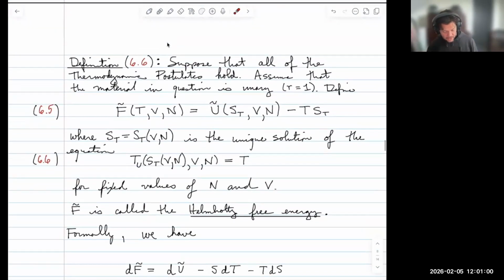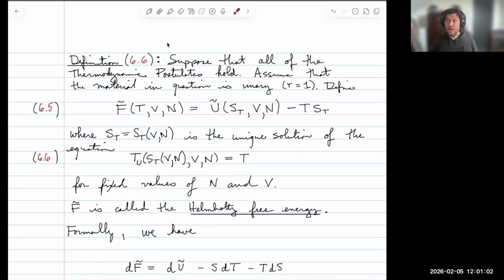Now, I'm going to define an object. Now, remember, what do we know about the U function? U is a convex function of its three variables. But really, we are only going to care about the fact that it's a convex function of these two variables here, or this variable here.